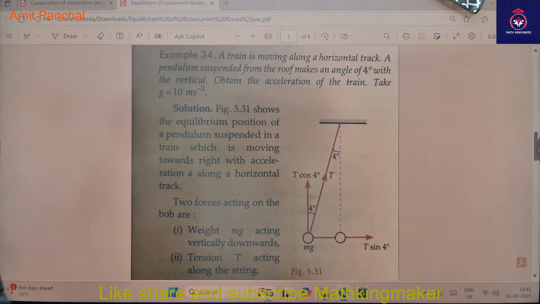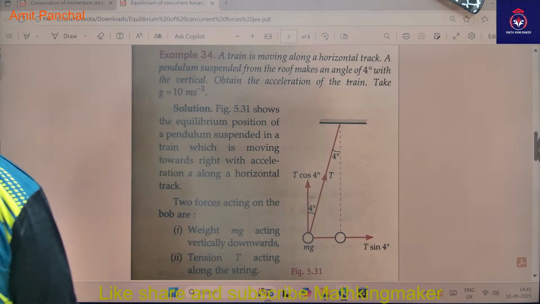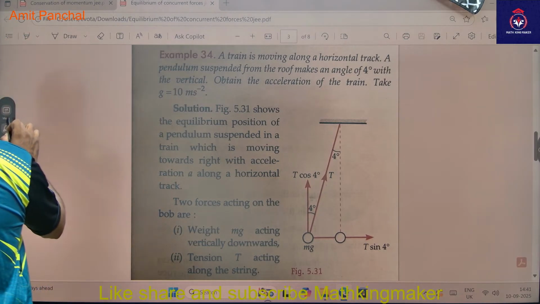mg. But we don't need that, right? Whatever we need, we just apply. T sine 4 equal to MA. So T sine 4 upon M, is that the answer? You need to find its acceleration. Yeah, T sine 4 divided by M.